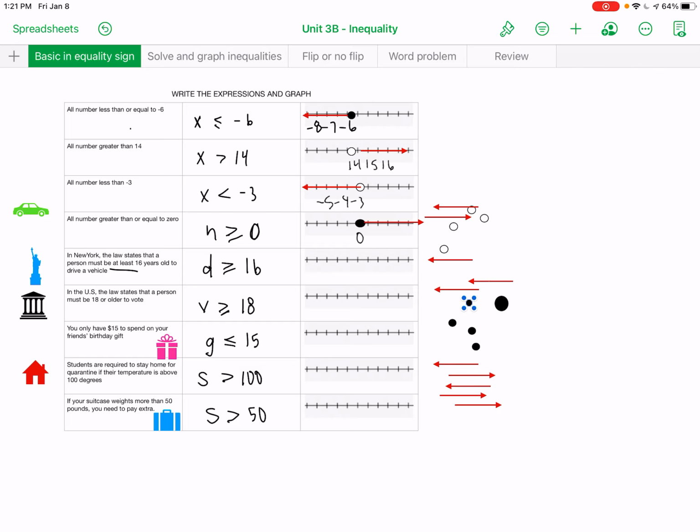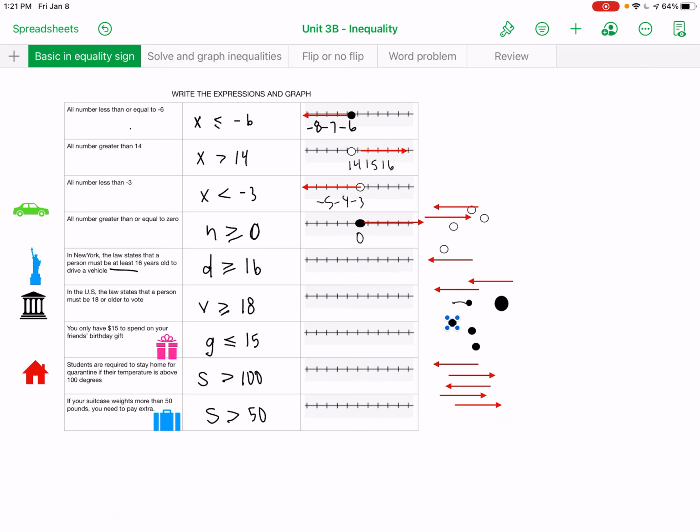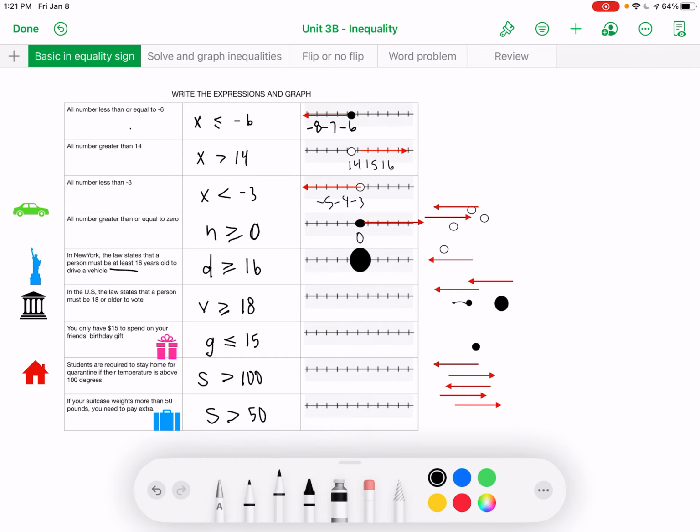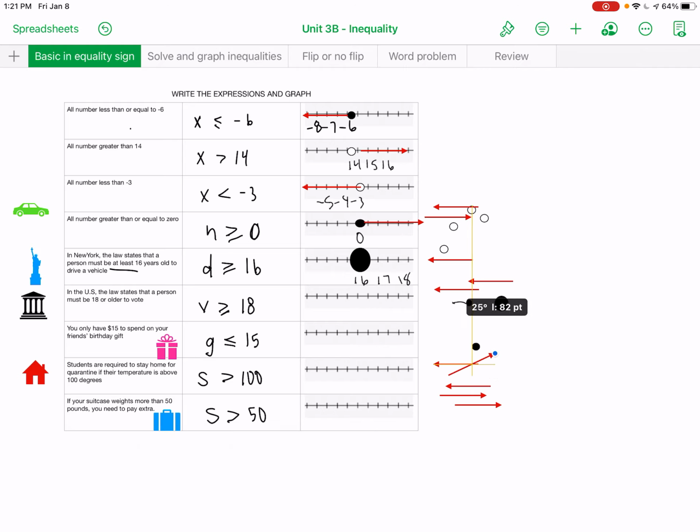Okay, y'all can obviously tell I'm having a challenging time moving this one. Okay, we're making a really big circle there. Okay, that's going to be 16. And it's greater than, so that means it can be 17, 18. I'm going to grab an arrow pointing to the right, and I'm going to put it right there. Excellent.